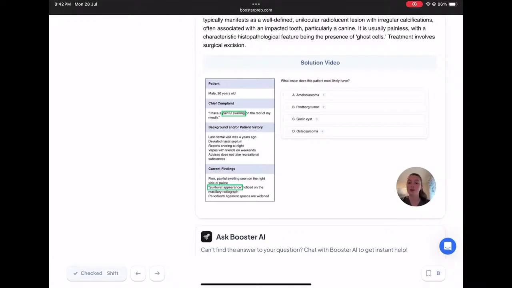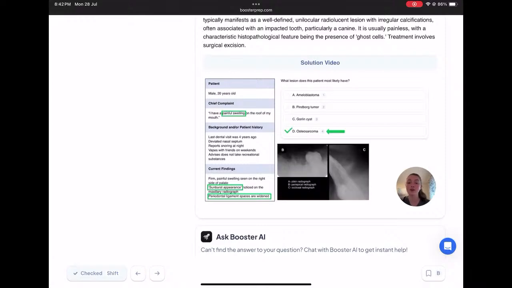So knowing sunburst appearance was kind of a giveaway in this question. Another final important thing is the fact that we see these periodontal ligament spaces widened. So different oral pathology lesions affect the surrounding tissue differently, and the fact that we're seeing this widening of the PDL spaces is really important. Another important detail that I just kind of want to point out is the fact that he is pretty young, so it's also something that you want to keep in mind when we're making our diagnosis. And in this case, this patient most likely has an osteosarcoma.